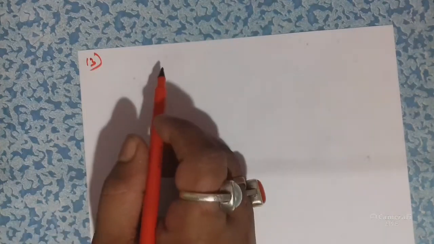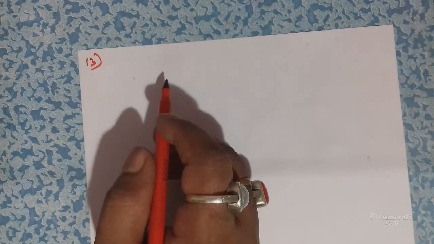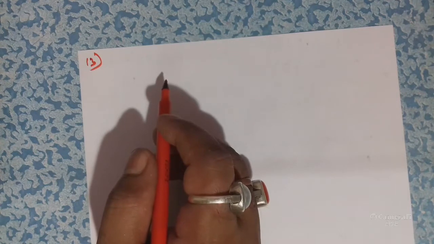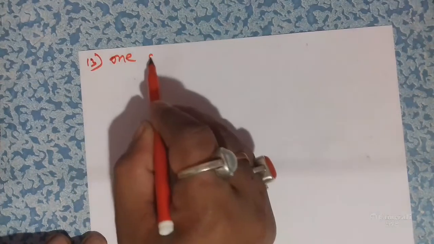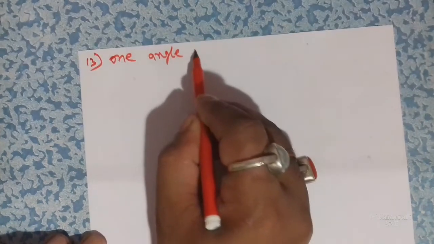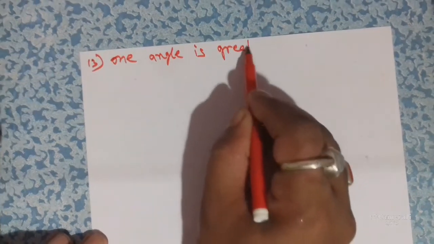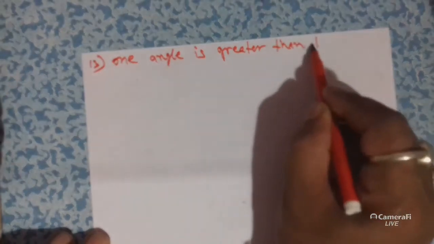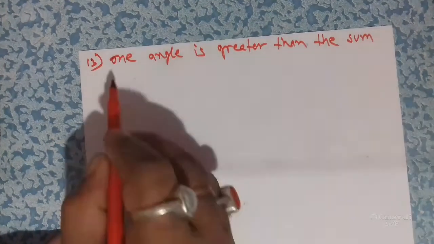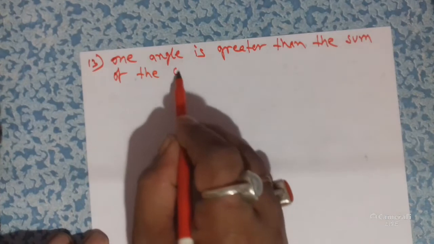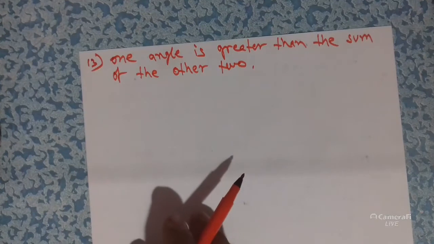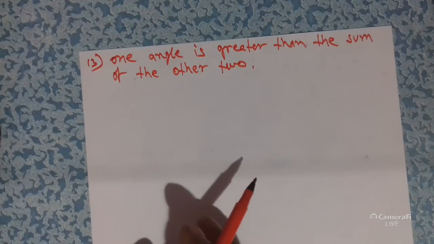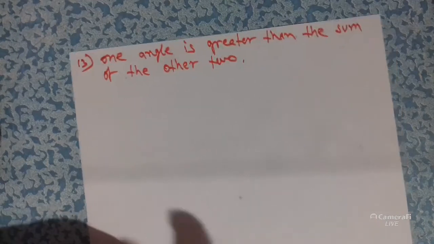Problem number 13. It is also a similar problem. If one angle of a triangle is greater than the sum of the other two, so what do we have to prove? We have to prove that the triangle is obtuse angled.